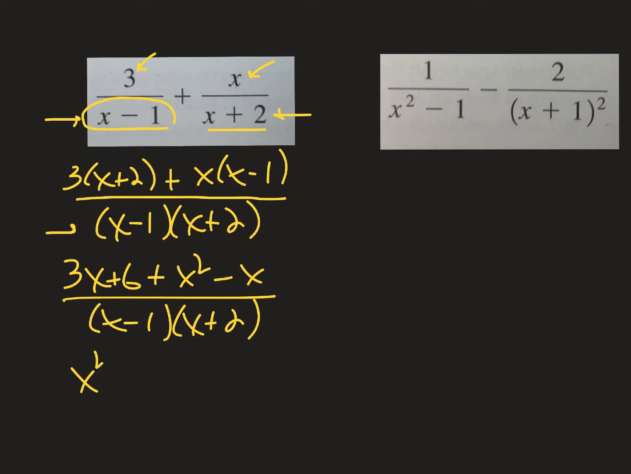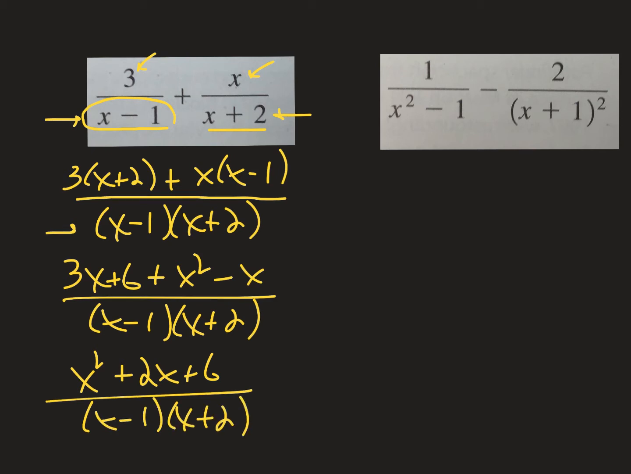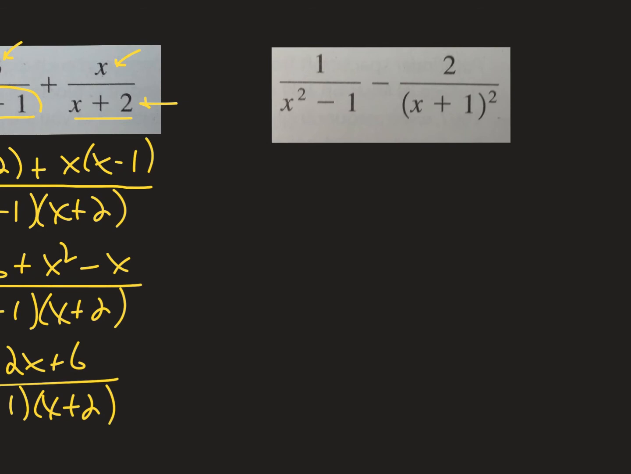So I get x squared first, 2x plus 6 all over. Now one thing you do want to do, you want to look at your numerator and make sure it will not factor, because it may factor and you can simplify. This one doesn't, there's no factors of 6 that add to 2, so we're good. All right, let's try the second one here. Same deal except it's subtraction.